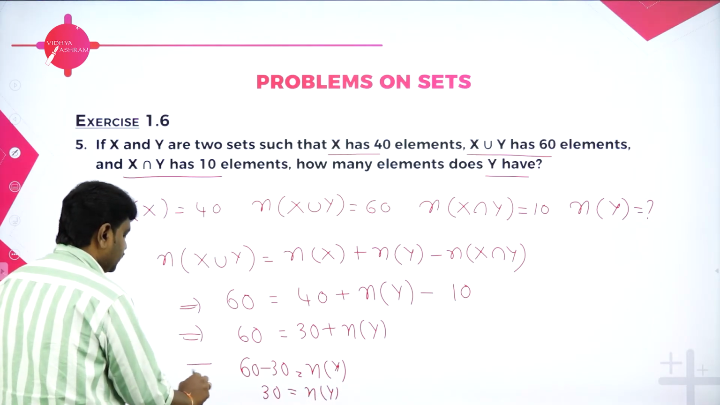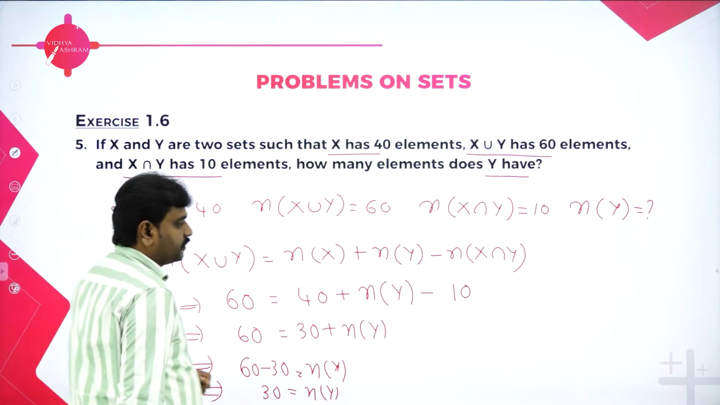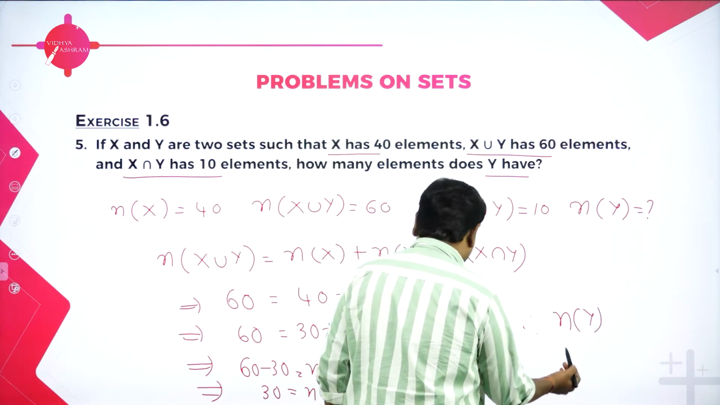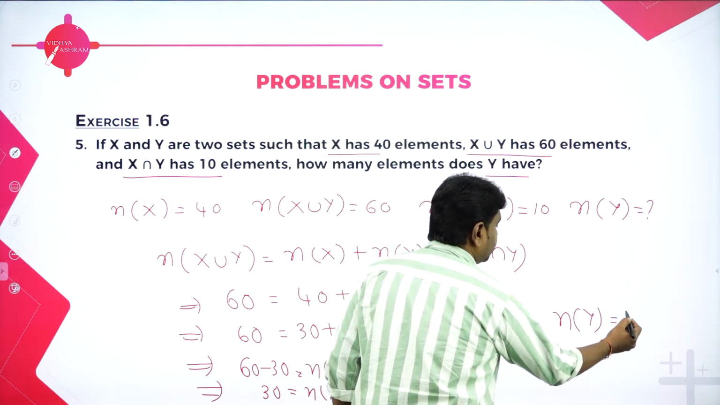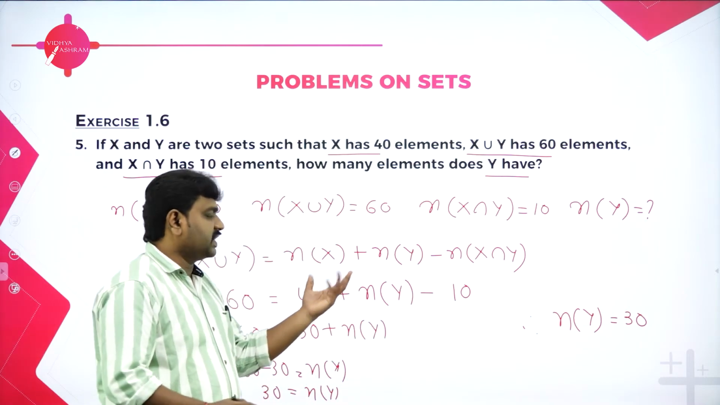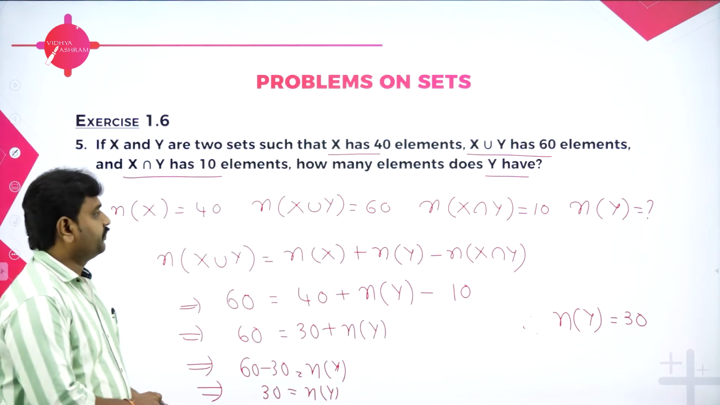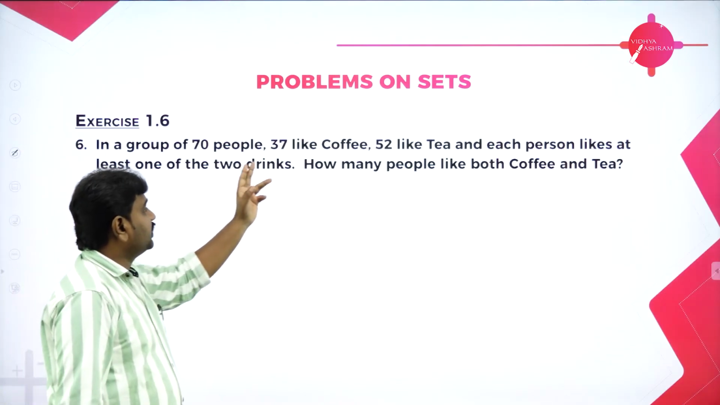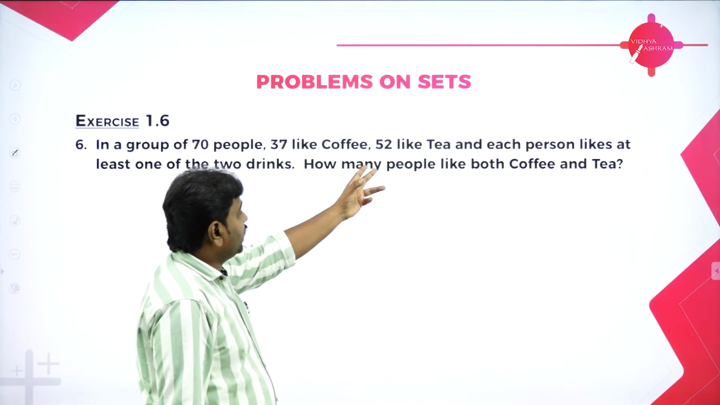So therefore, what is the conclusion? The number of elements in set Y is exactly equal to 30. Simple formula, substitute and mathematically add and subtract. You'll get the answer.